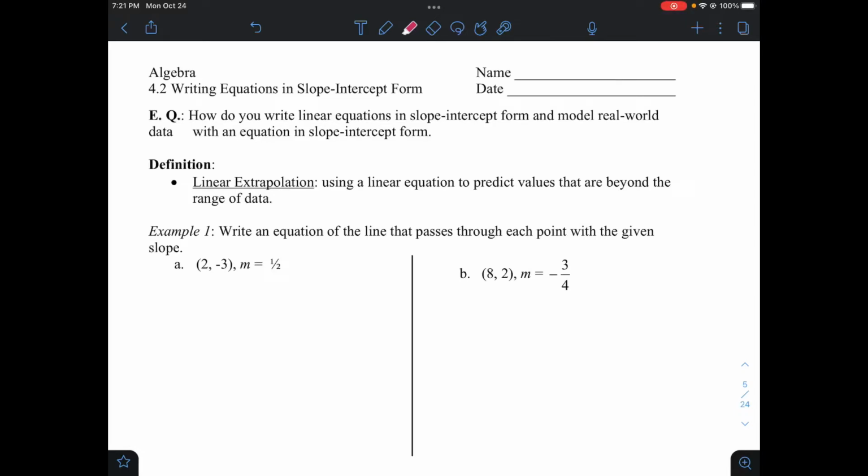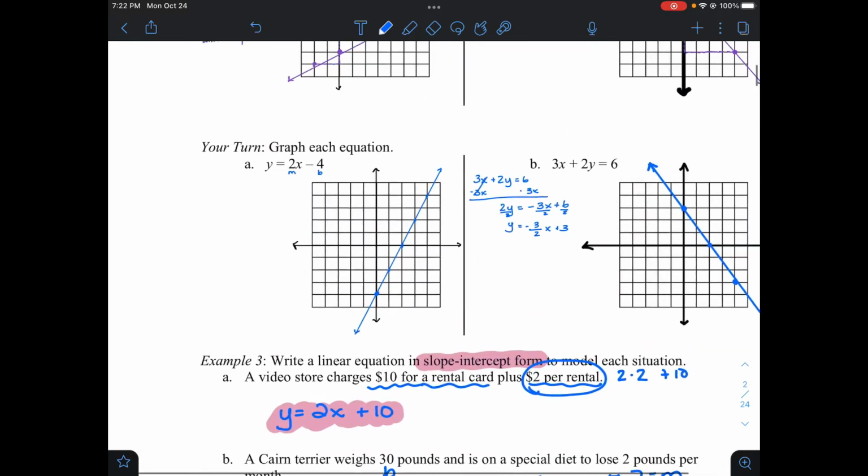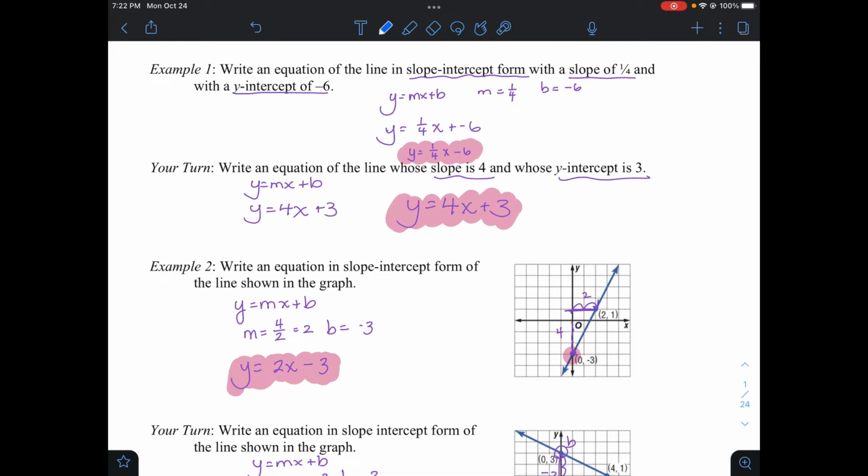All right, today's lesson is section 4.2, and we're going to continue to learn to write equations in slope-intercept form. So yesterday's lesson in section 4.1, when we wrote equations, we were either given the graph. Let's review this. We were given the graph so that we could find the slope by using rise over run, and then we could find the y-intercept just by looking at the graph. Where did the graph cross the y-axis?